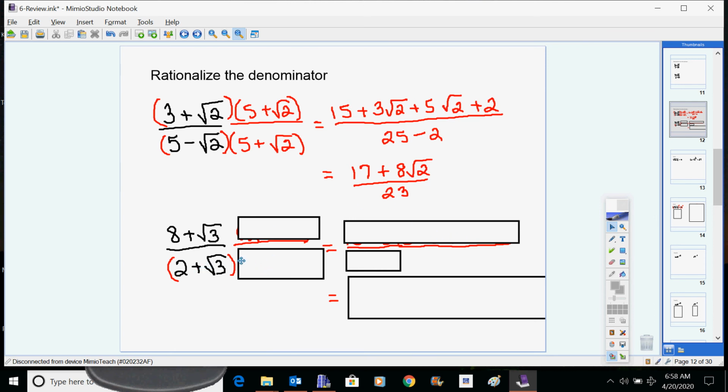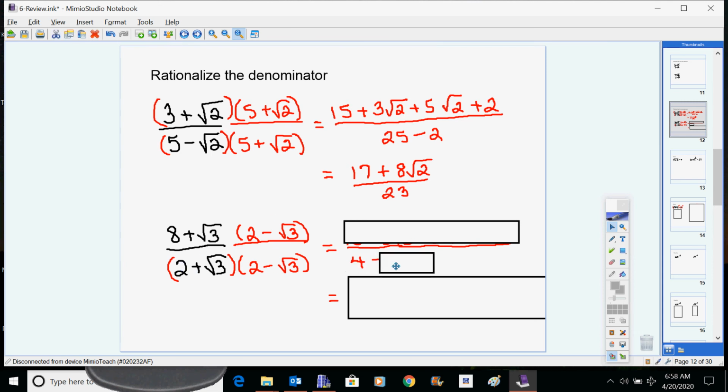Now we said conjugate for this one too. There's our conjugate. You're really only multiplying by 1, so you have to treat numerator and denominator equally. 2 times 2 is 4, minus 3. These middles canceled out when you multiply negative and positive of the same thing.